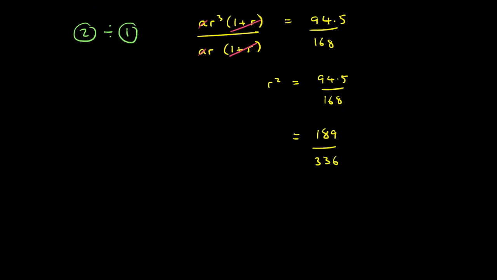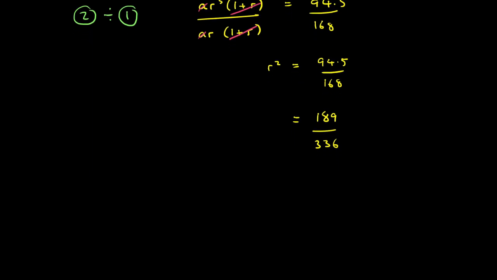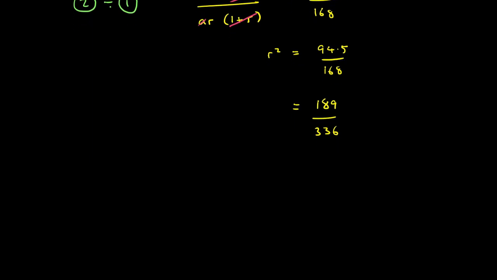Okay, so I think I can try to factorize this. Both of these look like they're multiples of 3, right? I can check by adding up the digits. 1 plus 8 plus 9 is a multiple of 3, and this is a multiple of 3. So I'm going to try to factorize out 3.